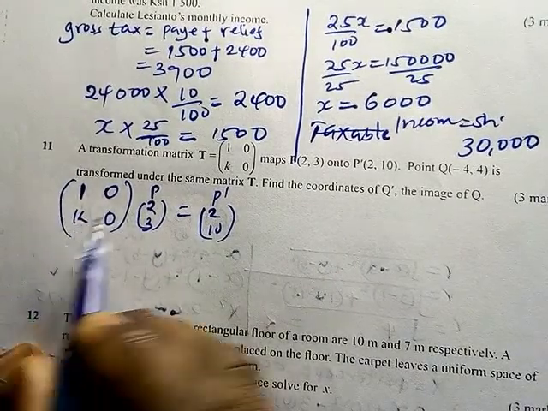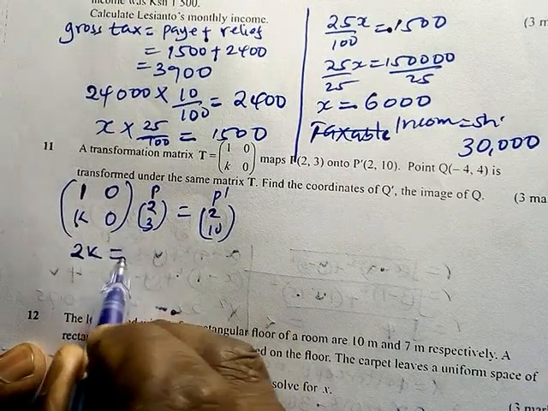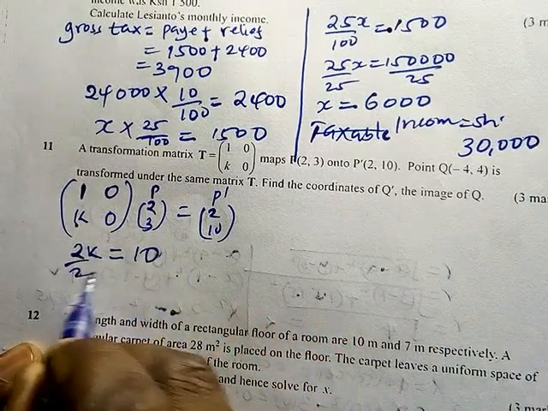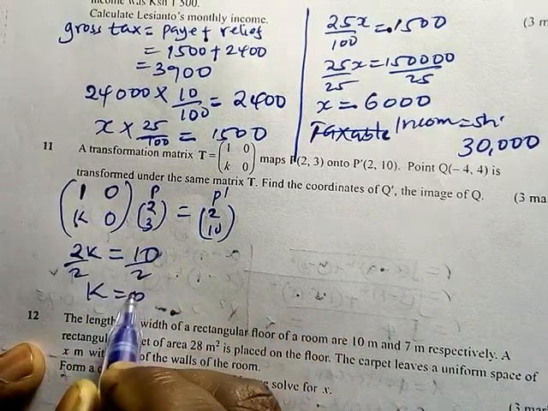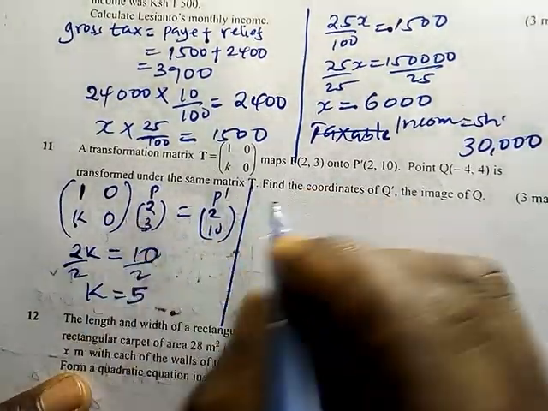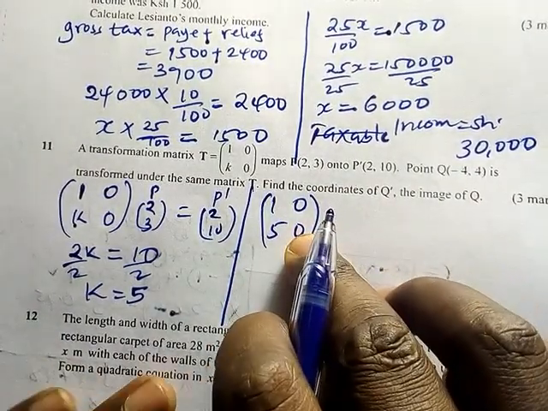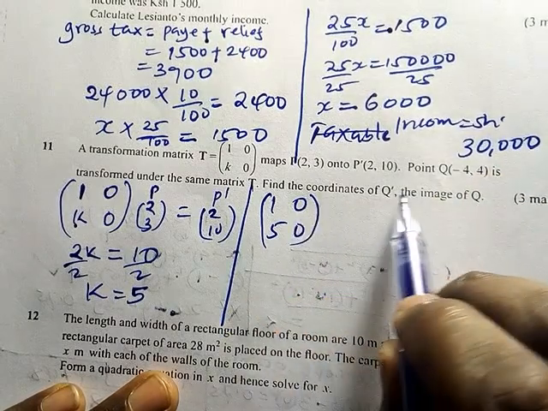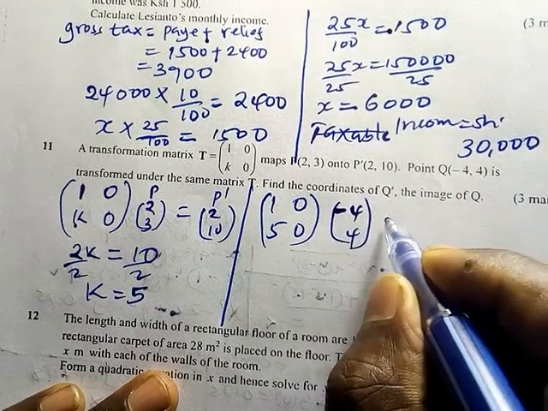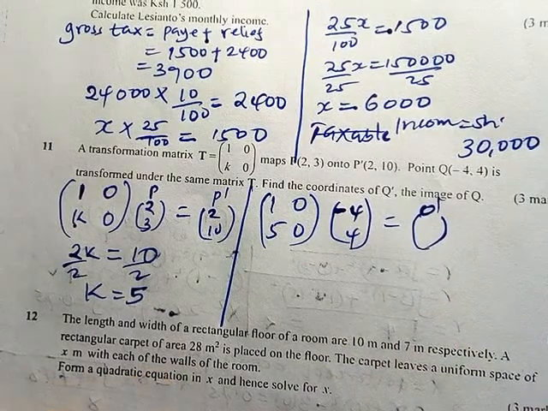So now we want the value of K. This times this, we are going to have 2K is equal to 10. 2K is equal to 10. Divided by 2, so K is equal to 5. The value of K is 5. So the matrix is 1, 0, 5, 0. So this matrix transforms Q, which is (-4, 4), to the image Q prime, which we will find.